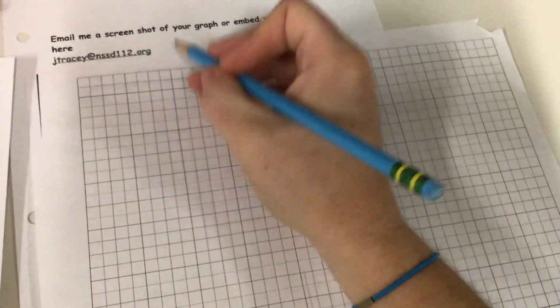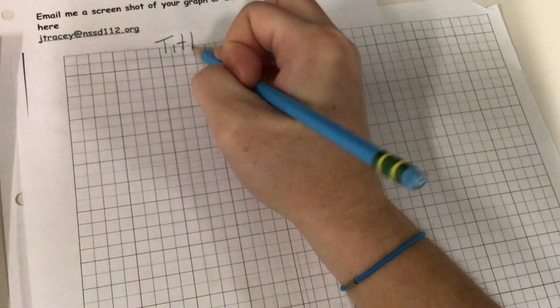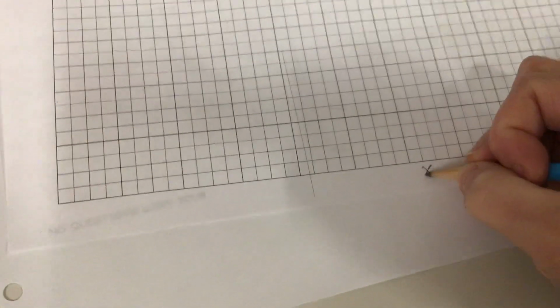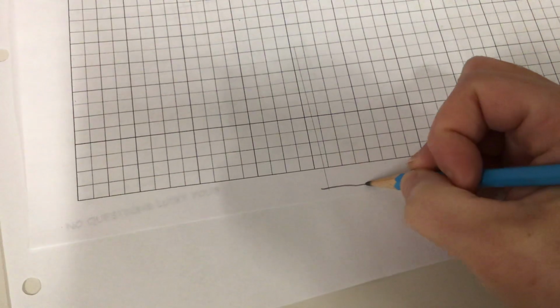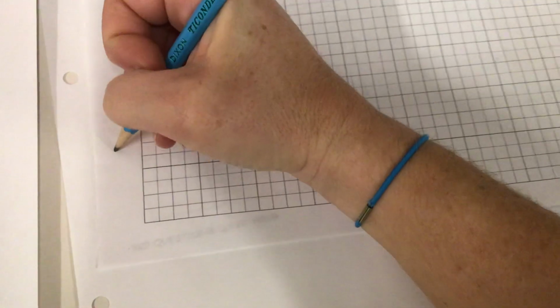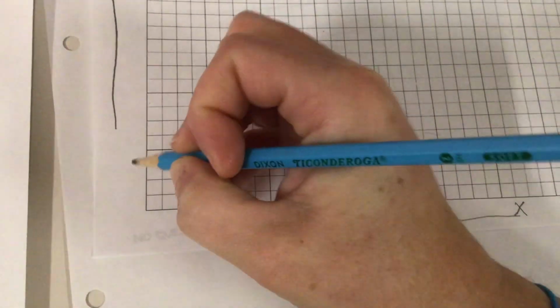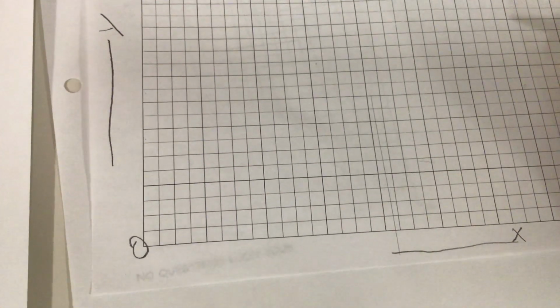So at the top, remember that you need a title. Your title can be the same title that you used for your data table. It's always the MV versus the RV. Don't write MV versus RV. That is not correct. You got to plug in what the MV is in this experiment and what the RV is. Then we're going to have our x-axis down here, and we're going to label what's on the x-axis, and we're going to label over here vertically what's on the y-axis. And we're going to have our 0 right there.